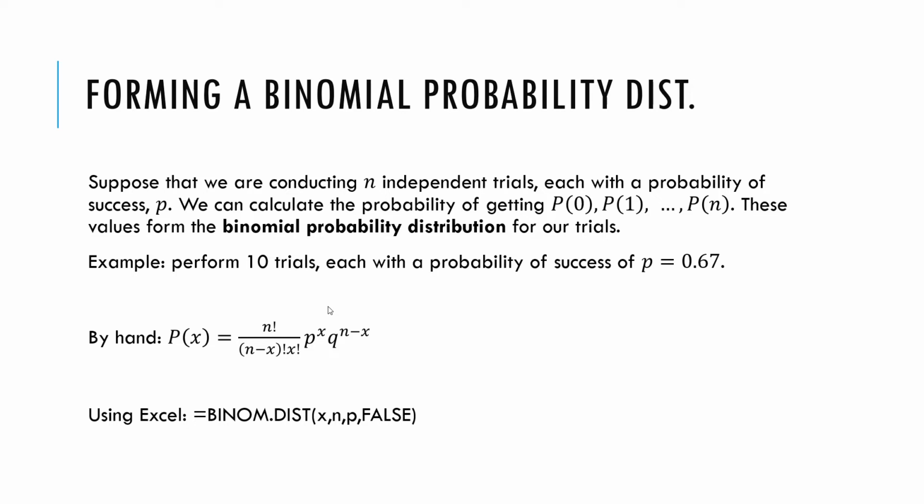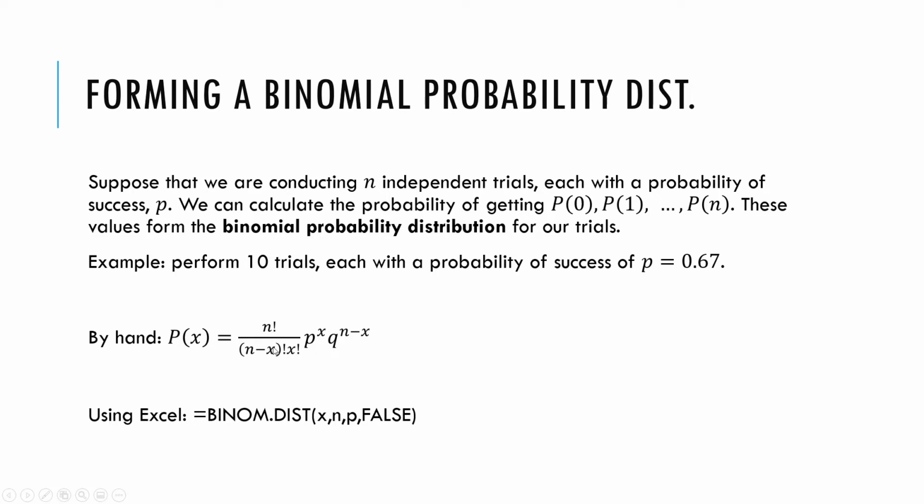If you did this by hand, which you have the right, you could plug in each of those values, 0 through 10, in for x. So you would do this a total of 11 times. N, of course, is 10. P is 0.67, and Q is 0.33, right? It's the complement of that. So you would do that 11 times.